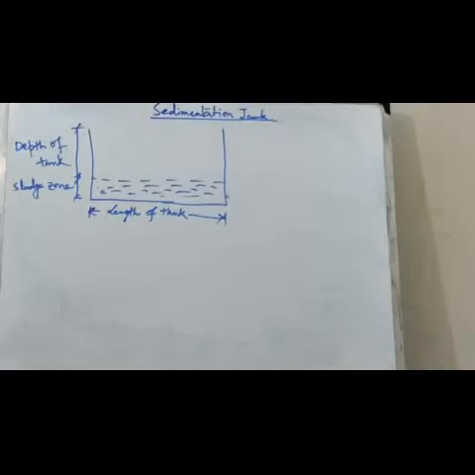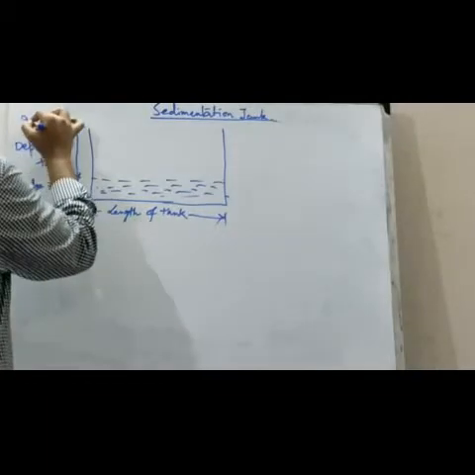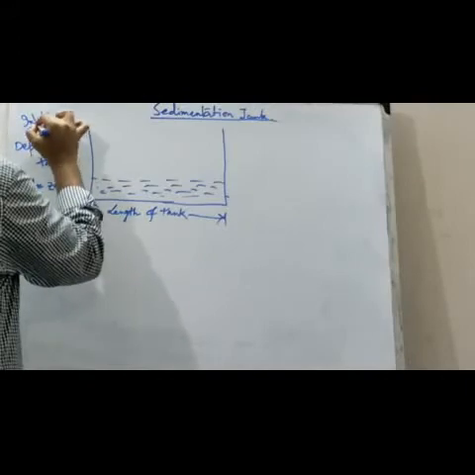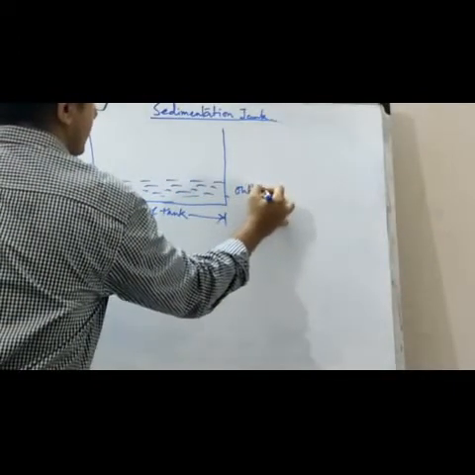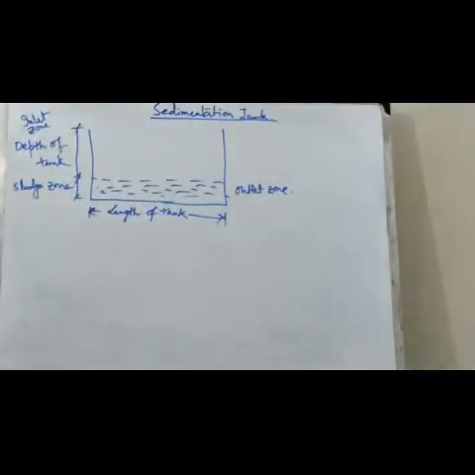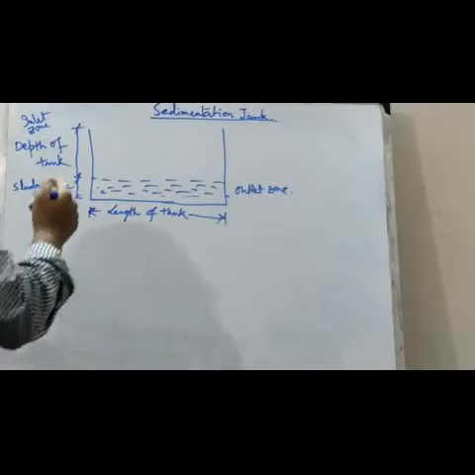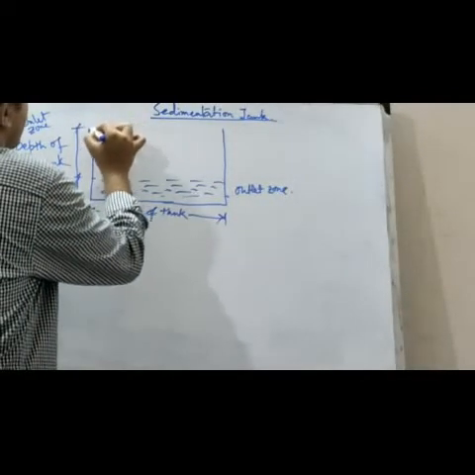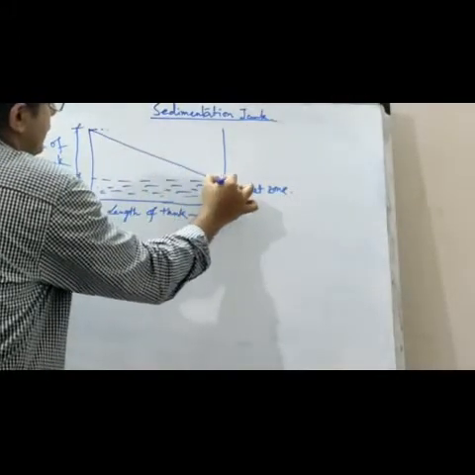Now, if there is a particle, obviously this is the inlet zone and this is the outlet zone. If a particle comes from the inlet zone having the velocity v, then its settling velocity should be vs, which I have already discussed in my previous class.